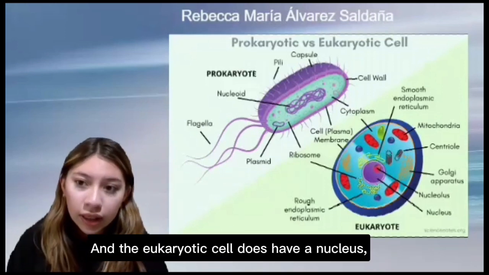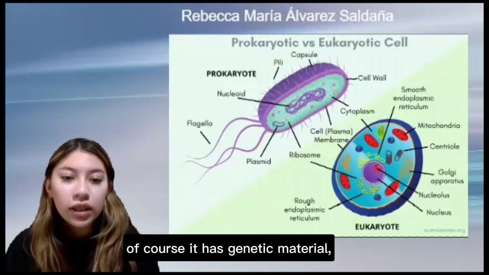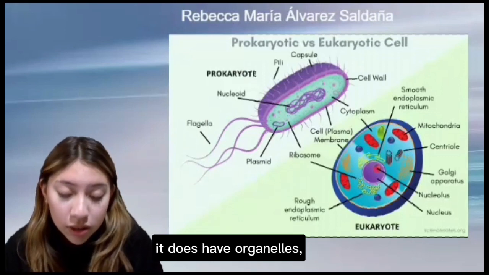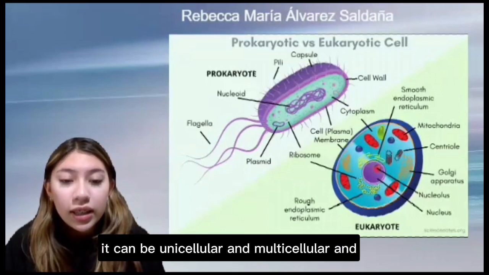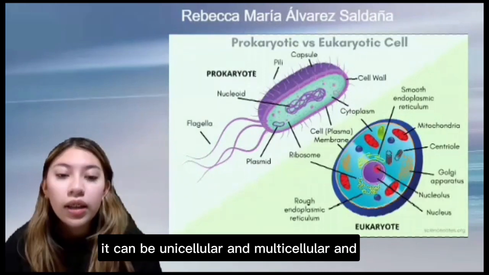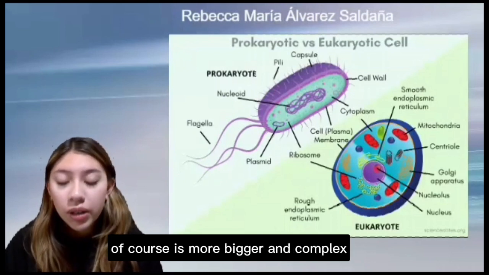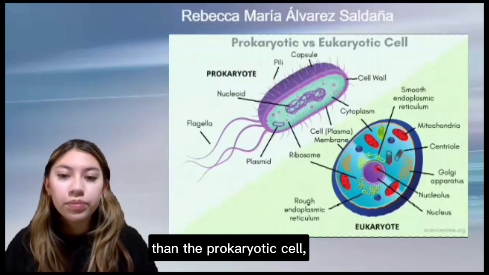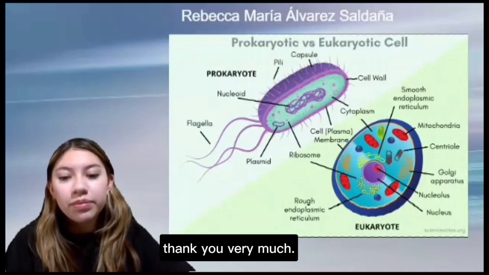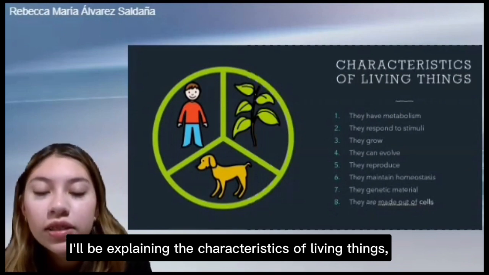And the eukaryotic cell does have a nucleus. Of course, it has genetic material, and it does have organelles. It can be unicellular and multicellular, and of course is bigger and more complex than a prokaryotic cell. Thank you very much.